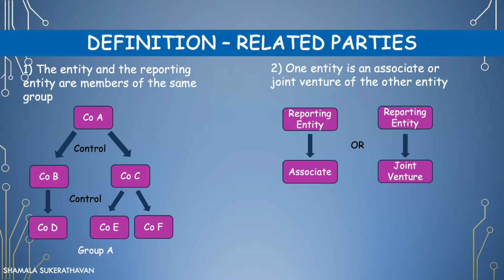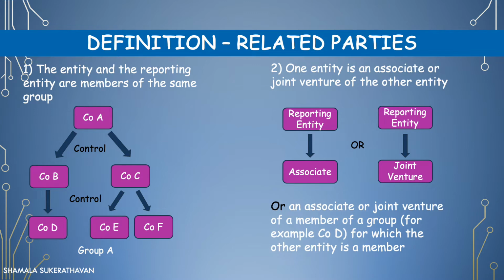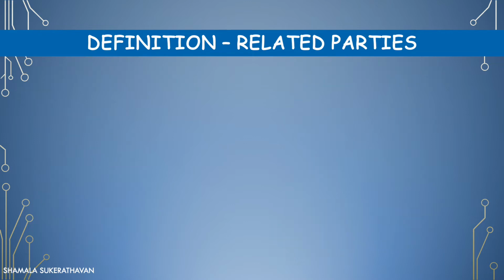2. One entity is an associate or joint venture of the other entity, or is an associate or a joint venture of a member of a group, for example, Company D, of which the other entity is a member. Thus, the associate or joint venture is also a related party to Company A, B, C, E, and F as well.